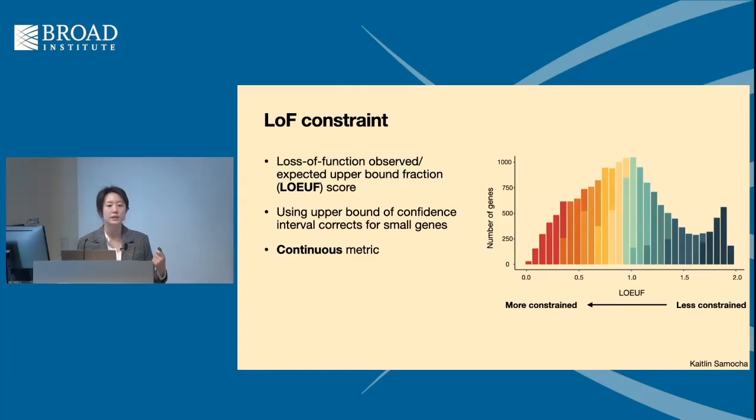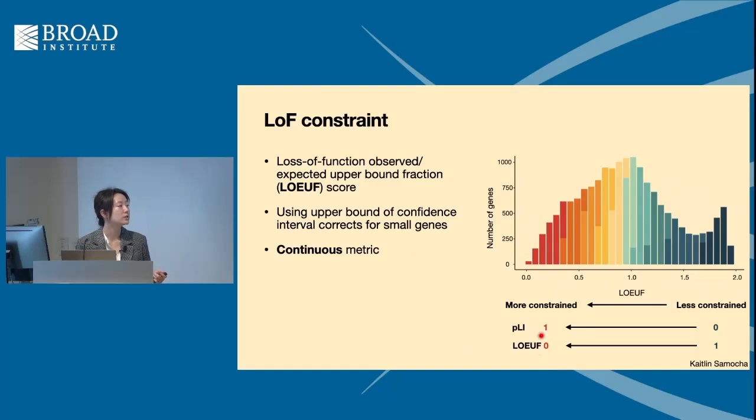So to improve on the dichotomous nature of the pLI score, the next score that the gnomAD team put out is the loss of function observed to expected upper bound fraction. It's a mouthful, but it's the LOEUF score. And this is a continuous metric. So this directly measures biological significance. You can pull the LOEUF score at any point in this spectrum, rather than having to say, like, is it only on this side or only on this side? And because this is using the upper bound of the confidence interval, this is correcting for gene size a little bit better. So we know that the number of observed rare variants in a gene is correlated with the size of the gene.